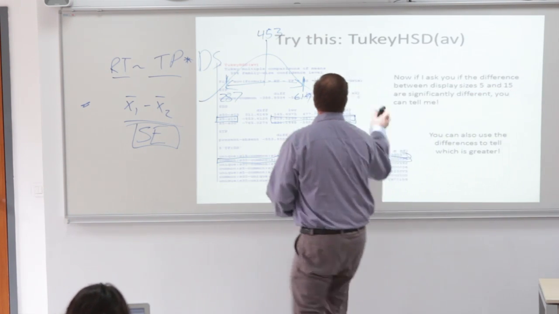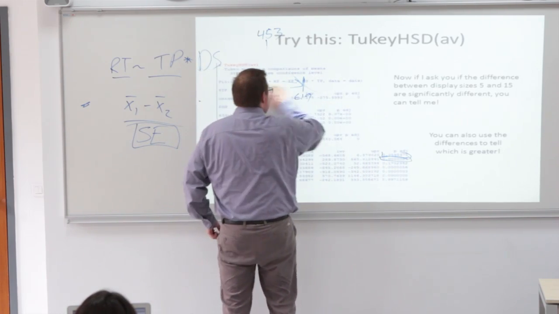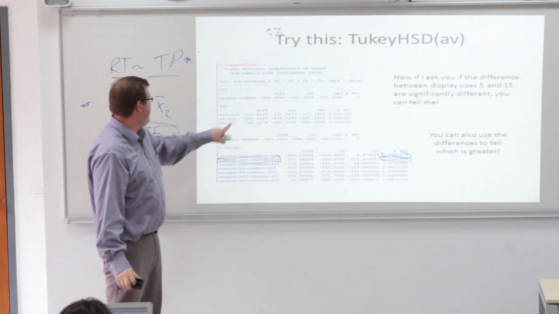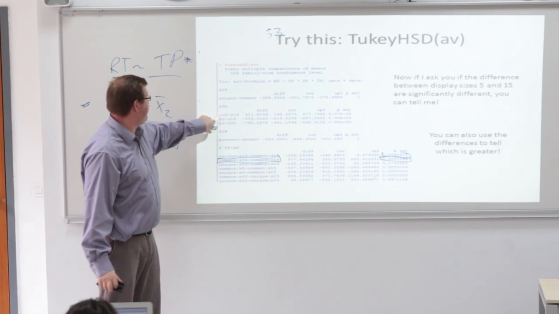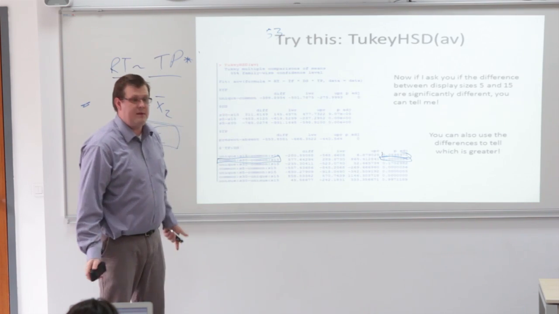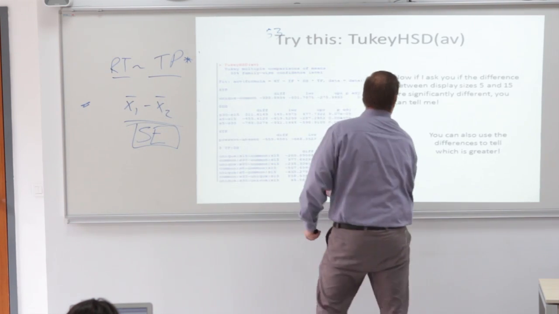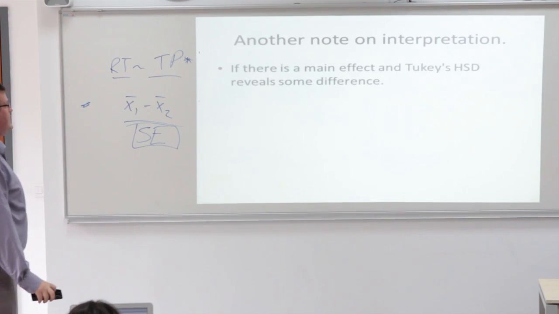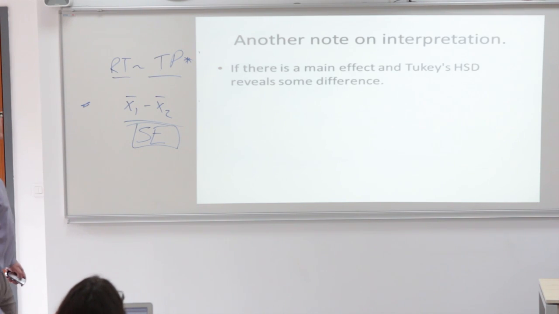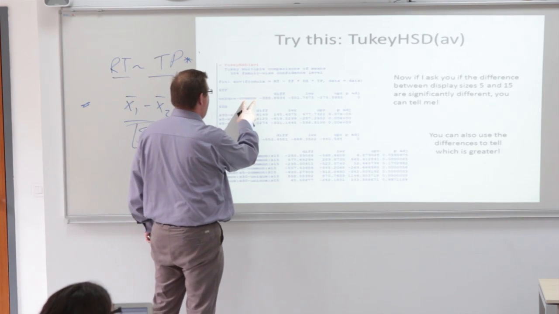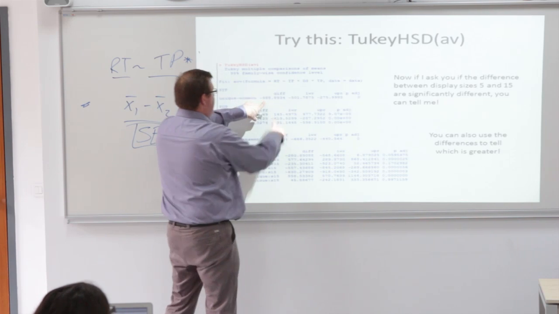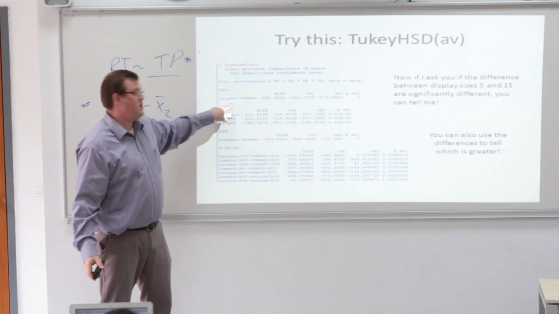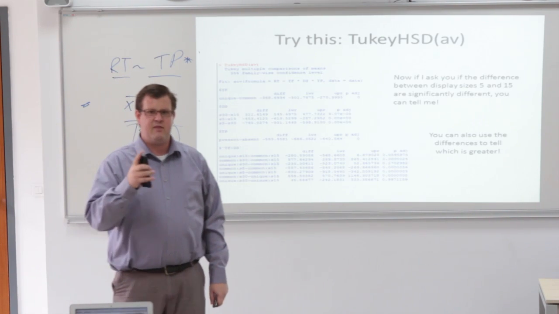You can figure out which differences are significant. You can also figure out which mean is bigger, right? If this is positive, then that means that the first mean is bigger. If it's negative, that means that the second mean is bigger, right? Cool. Another note on interpretation. If there's a main effect and Tukey's honestly significant difference reveals some difference, like it did for unique and common, it's saying that common was 388 seconds slower than unique.